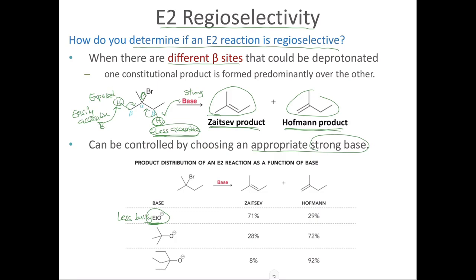If you want to favor the formation of the Hofmann product, then we can use a sterically hindered base, which is bulky. When you use a bulky base, this bulky base will only access the proton which is exposed. And when it accesses the proton which is exposed, it's going to lead to the formation of the less stable alkene.